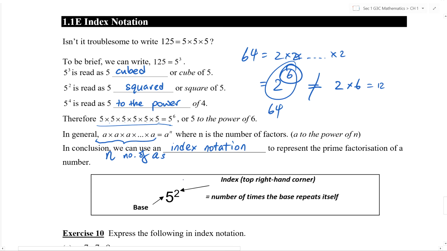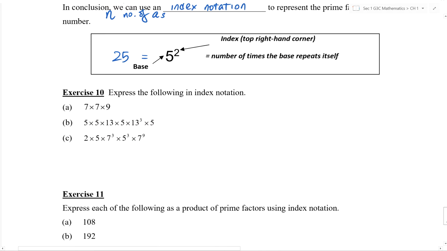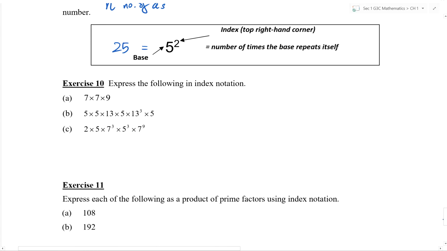So by writing 25 as 5 squared, we are writing in index notation. The index is on top, and this 5 over here is known as the base. It's just a name. So when the question asks you to express this as index notation, you must know what they want.